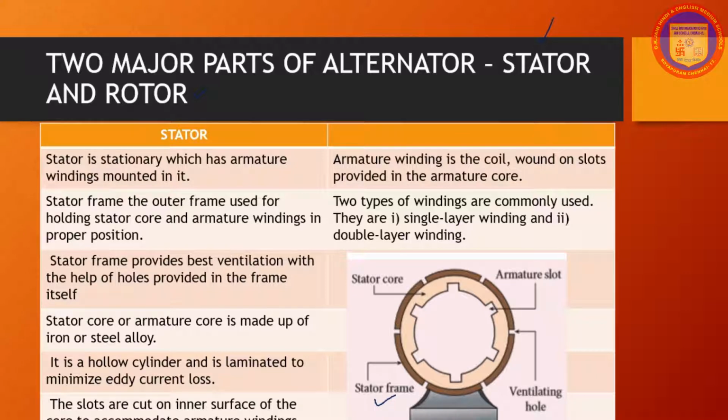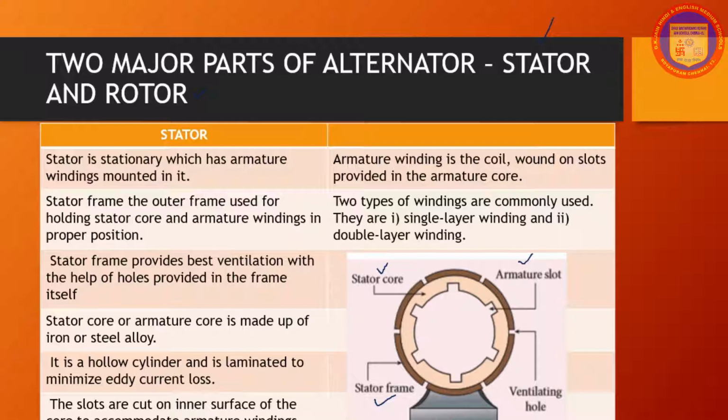Stator core or armature core is made up of iron or steel alloy. It is hollow cylindrical and it is laminated to minimize eddy current loss. The slots are cut on the inner surface of the core to accommodate armature winding. Armature winding is the coil wound on slots provided in the armature core.